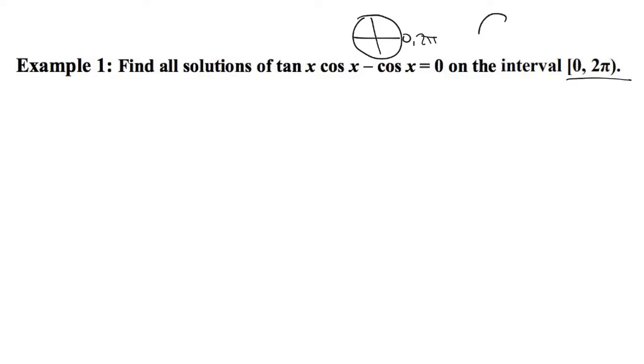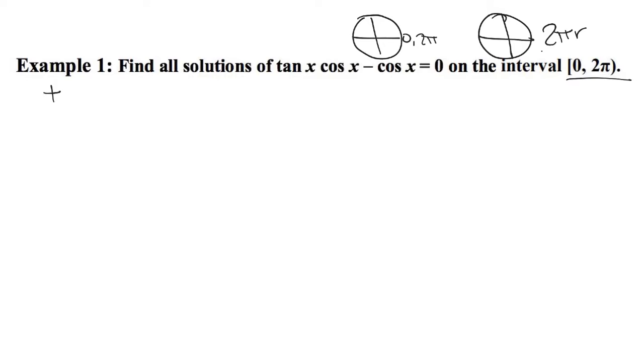Now, if I don't have it listed and it just says all answers, that means it goes on forever and ever. So you're going to add 2 pi r onto the back of your answers. We will get to a problem that looks like that in the next video. But for this one, let's go ahead and solve it.